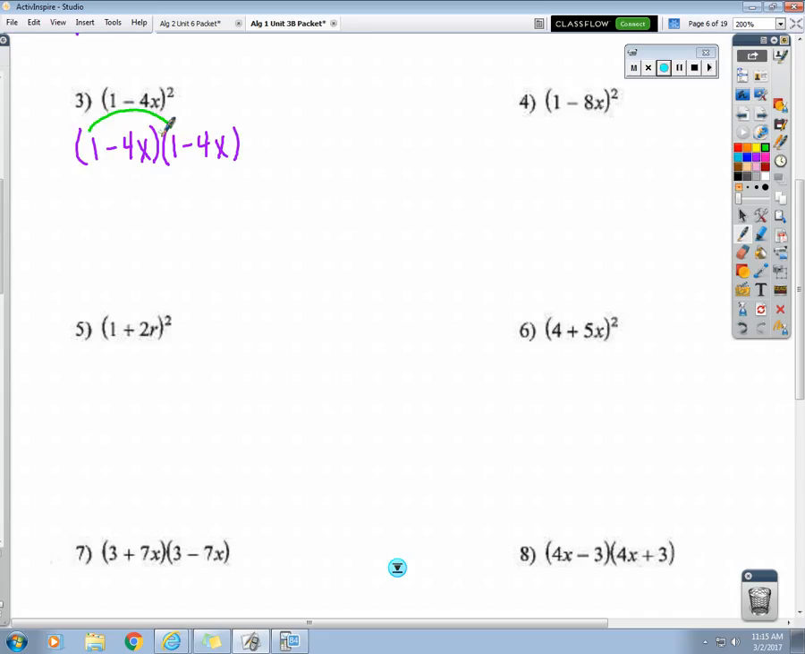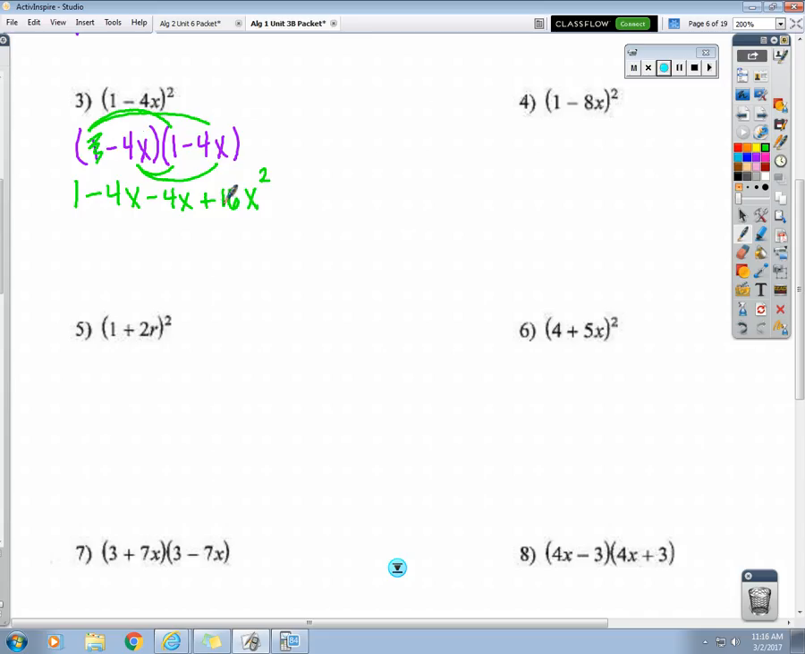1 times 1 is 1. 1 times negative 4x is negative 4x. And so now I'm done with the 1. I distributed it times each term in that binomial. Now it's time to distribute the negative 4x times each term in that binomial. So negative 4x times 1 is negative 4x, and negative 4x times negative 4x is positive 16x squared. Okay? Positive because it's a negative times a negative.